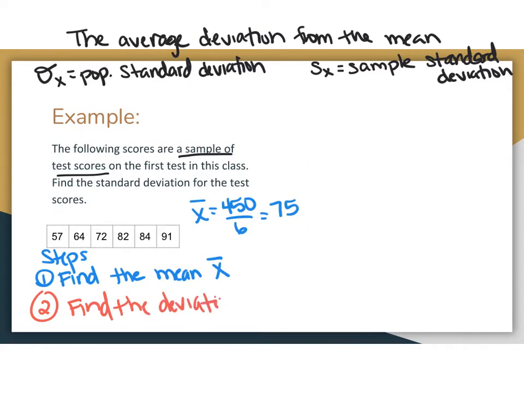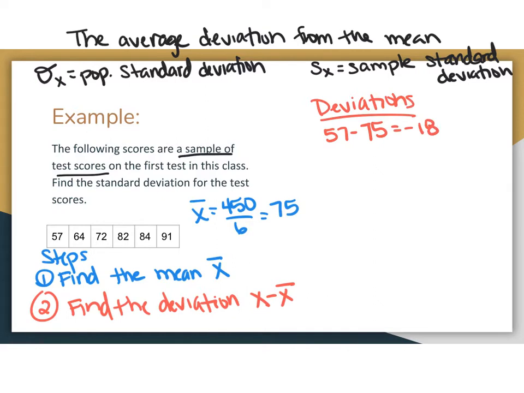And to find a deviation, this is just x minus x bar, where x stands for these different observations and x bar is the mean. So our deviations go as follows. The first one would be 57 minus 75. If I do 57 minus 75, I get a negative 18. The next observation is 64 minus 75. Subtracting that, I get a negative 11. 72 minus 75 is equal to a negative 3.